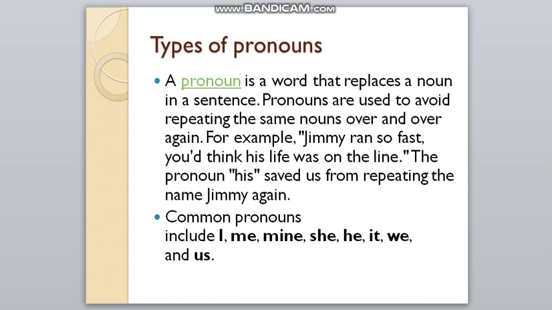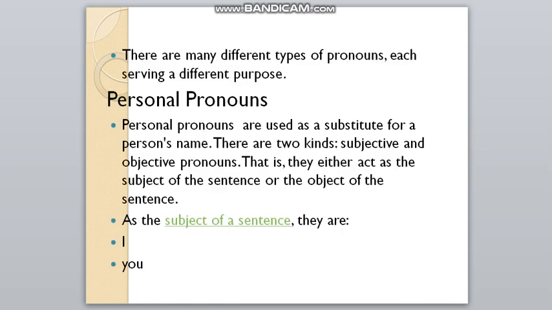For example, Jimmy ran so fast. You would think his life was on the line. The pronoun his saved us from repeating the name Jimmy again. Some of the common pronouns we use are like I, me, mine, she, he, it, we, they, and us. There are many different types of pronouns and each one serves a different purpose.